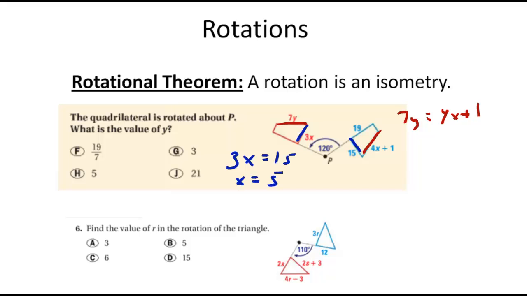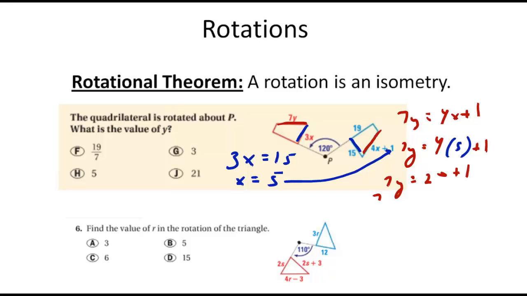Now that's not my answer. I don't go over here and decide my answer is H. Now that I know what x is, I need to go over here to this equation and plug in. So I have 7y equals 4 times 5 plus 1. So 7y equals 20 plus 1. 7y equals 21. So therefore y has to be 3, giving me the answer of G.